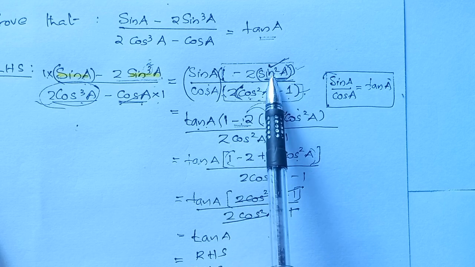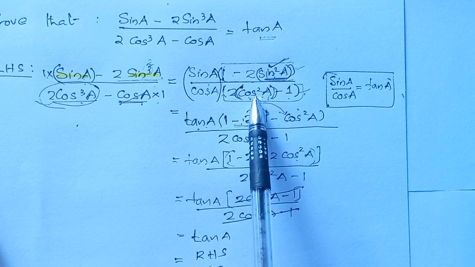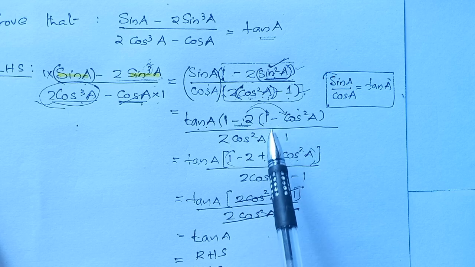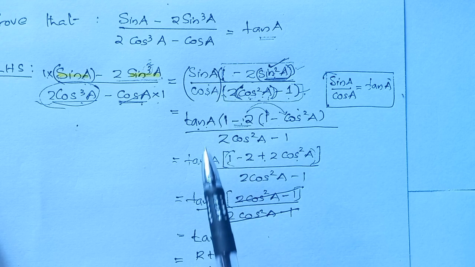So we convert sin square A as 1 minus cos square A. If you wish, you can convert this cos square A as 1 minus sin square A. That's your wish, and use your basic mathematics, you get this answer. And when you look at this whole problem, you can see that we used trigonometry in only two places.